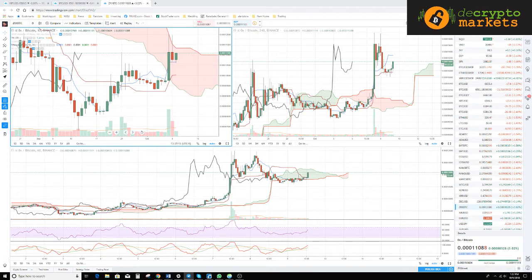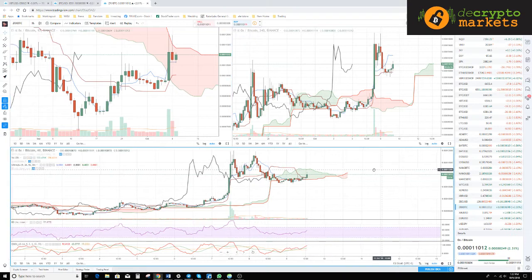ZRX, BTC. Oops, ZRX. Long at 0.1144. Price above cloud and lagging span above price action. All right. There's that.